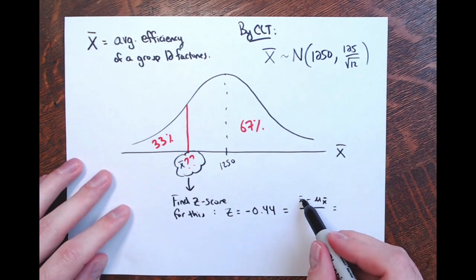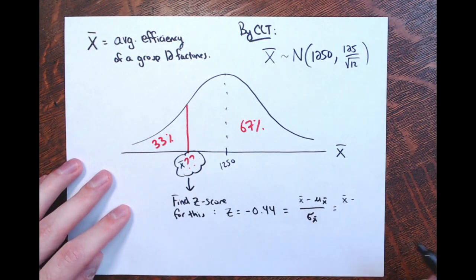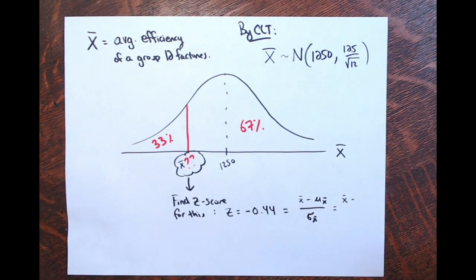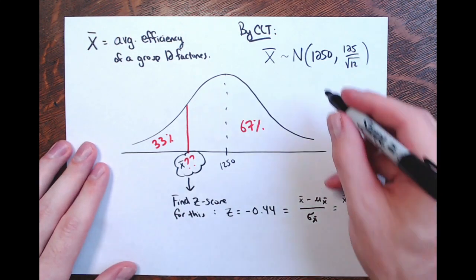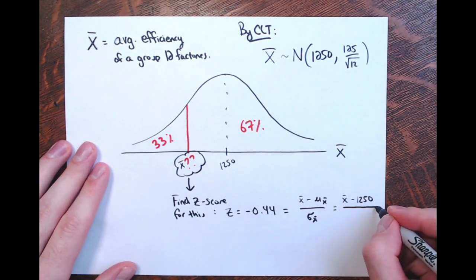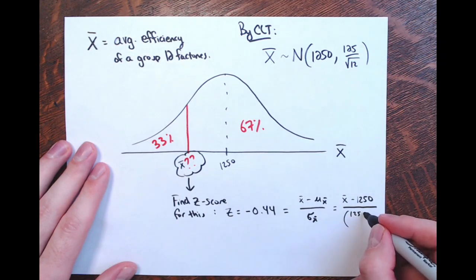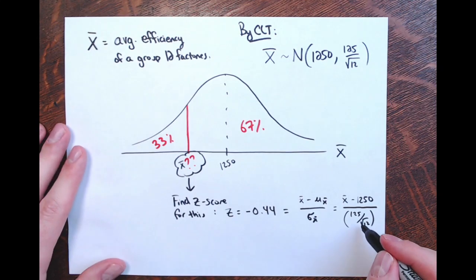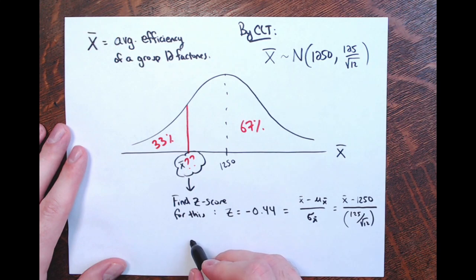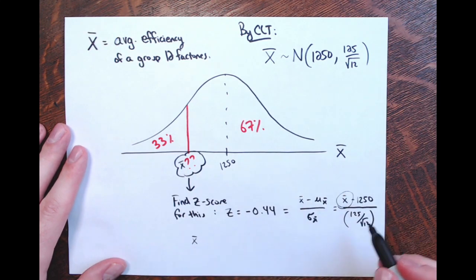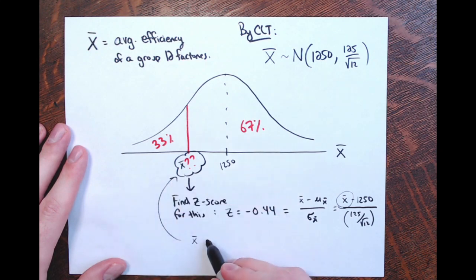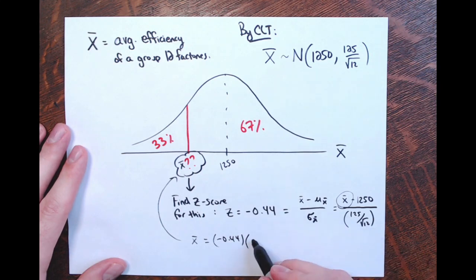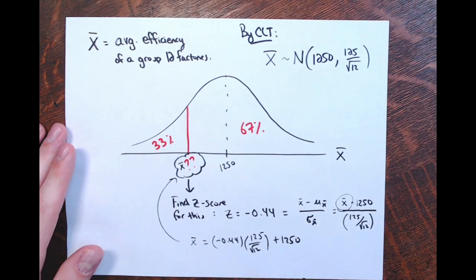Now the x-bar I don't know. The mean of the x-bars is 1250. The standard deviation of the x-bars is 125 divided by the square root of 12. Now I'm going to multiply by this, and then add 1250. So to solve for x-bar here, this value is negative 0.44 times this 125 over the square root of 12, and then plus 1250. Now, I think this will work out.